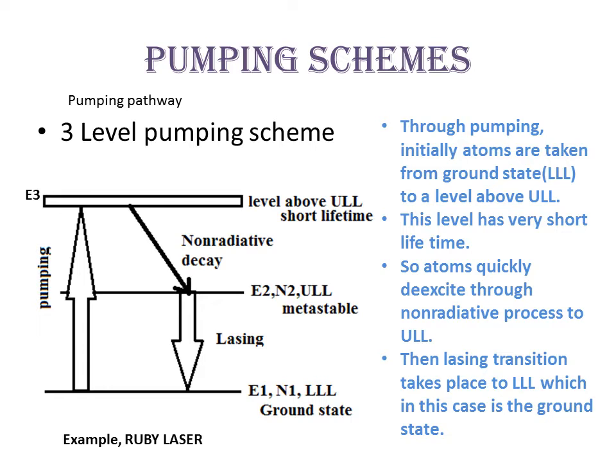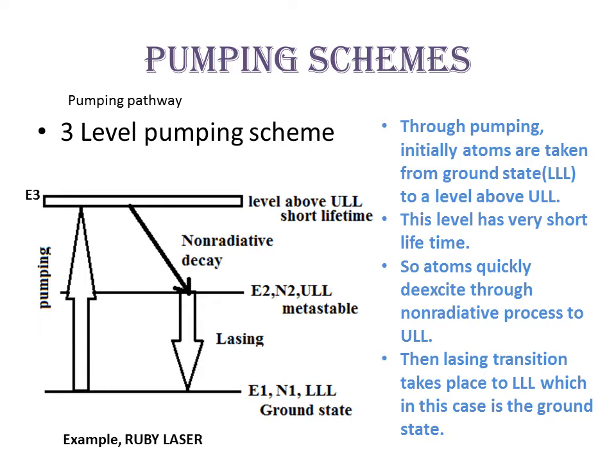They will undergo de-excitation, normally through collision, which is written as non-radiative decay and indicated using this slanting arrow, and therefore the atoms will come down to E2 from E3. E2 is a metastable state and it is the upper laser level. So these atoms will remain there for a long time, and that will create population inversion. Essentially, we have taken the atoms from the ground state to E2 through E3.